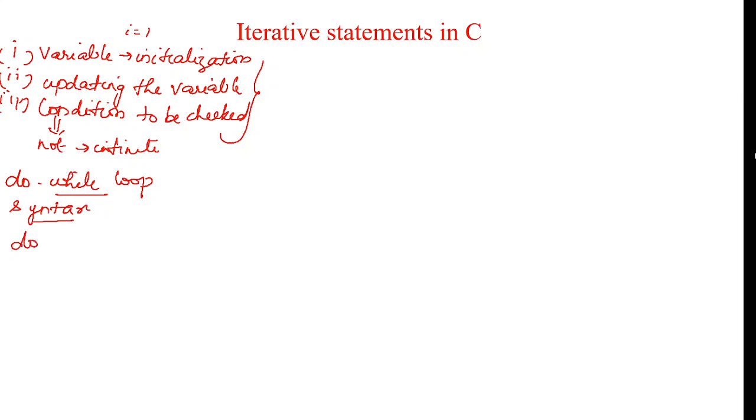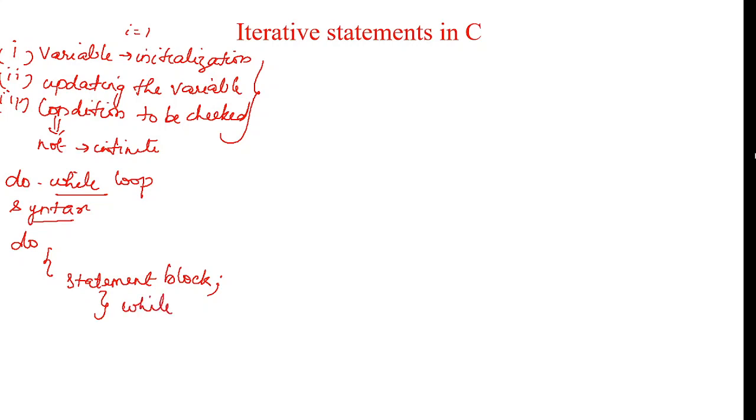So what will be your syntax? First you are going to write the keyword do, then open the curly bracket, and then you are going to execute the statement block. I have told you, this braces is optional. If you have a single line statement, then there is no requirement of the curly braces. If there is a statement block, then you require the curly braces.